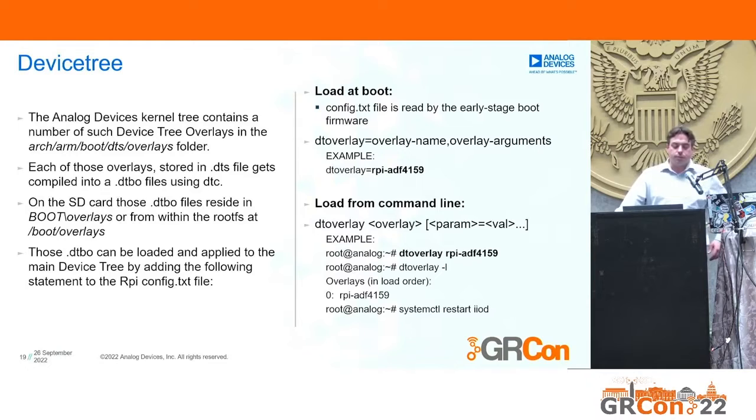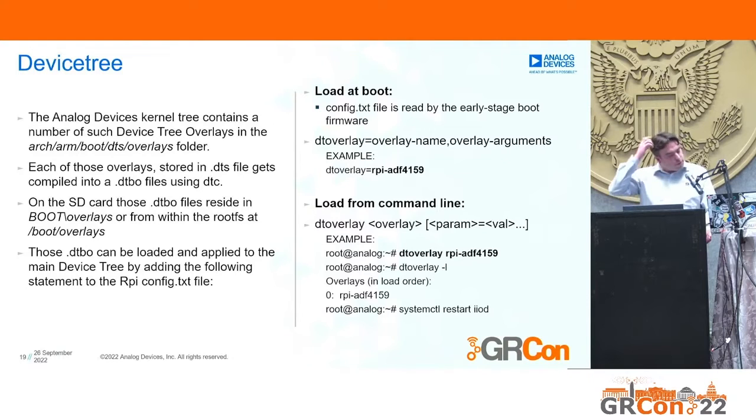And once on the SD card image, they are on the first boot partition, which is typically a FAT partition, and you can find those compiled device tree overlays in boot overlays, or from within the root file system of your running Raspberry Pi, those are mounted to boot overlays.